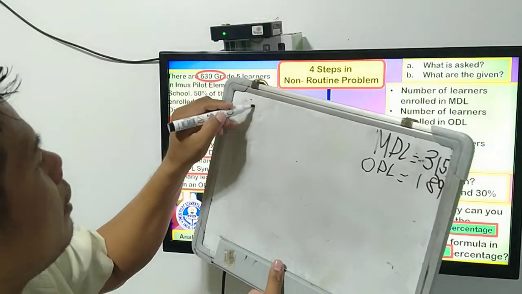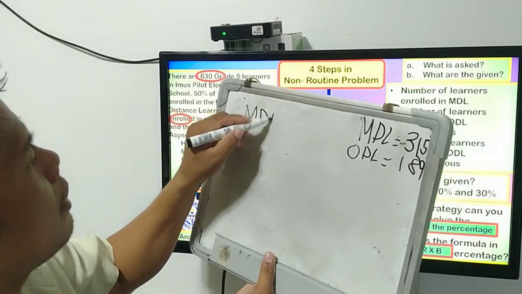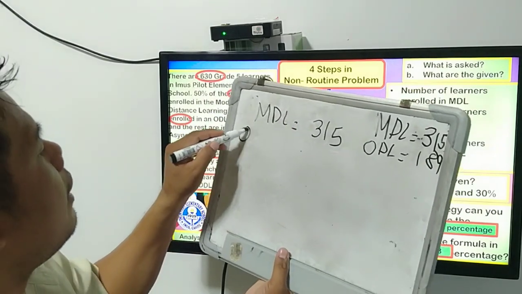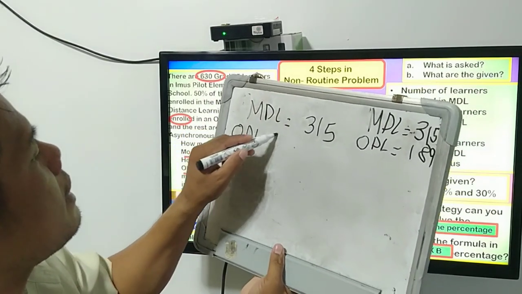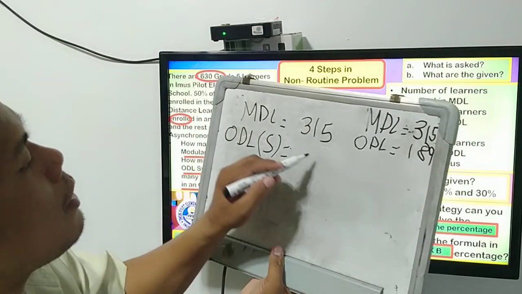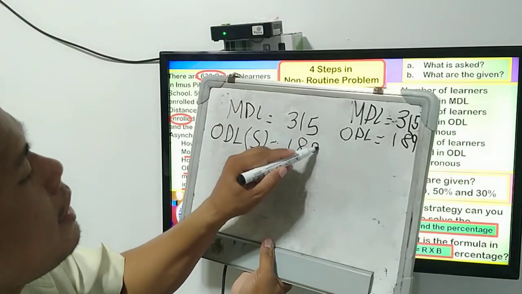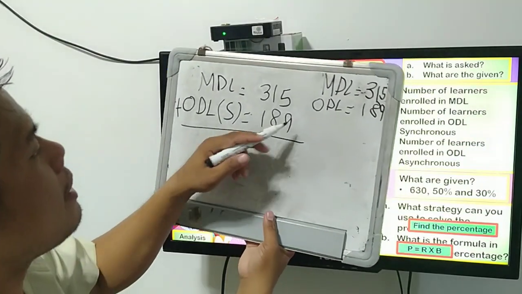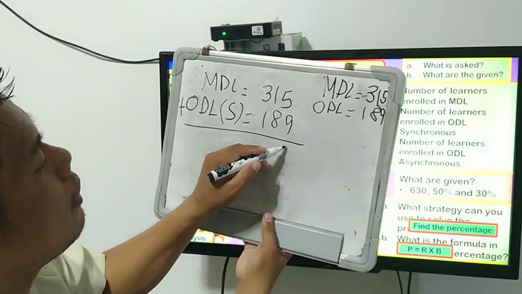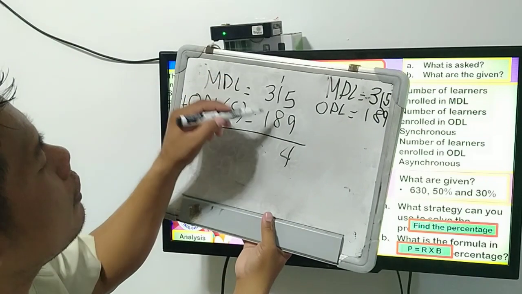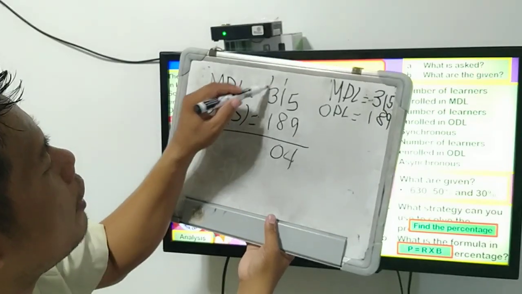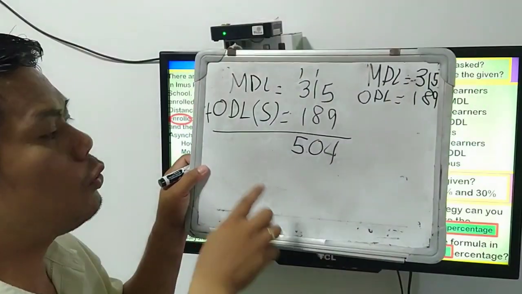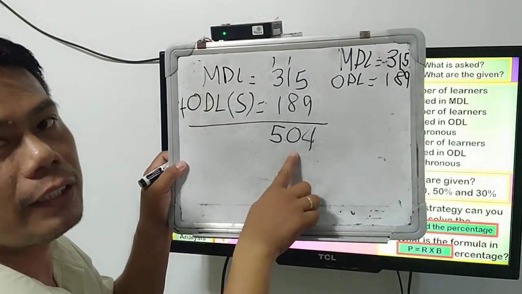Our MDL is 315 and our ODL synchronous is equals 189. So we are going to solve this one. And this is equals 14 carry 1, 10 carry 1, 5. Now, what we are going to do with this 504?